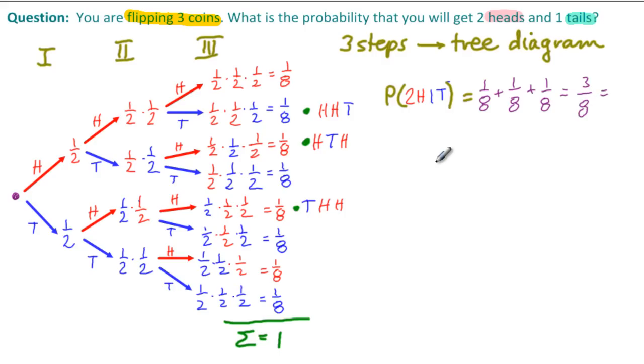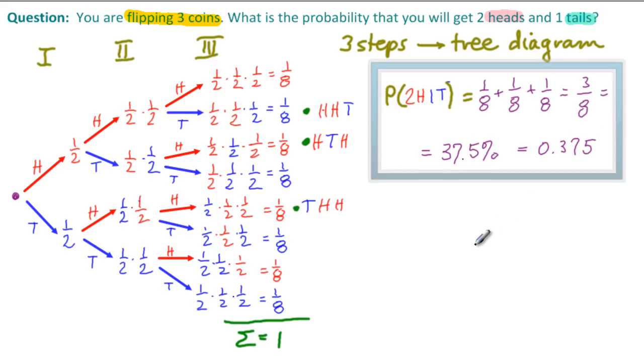And if we divide that out, we can find that that will be 37.5%, or in decimal, 0.375. So that is the theoretical probability that if we throw 3 coins, we will get 2 heads and 1 tails.